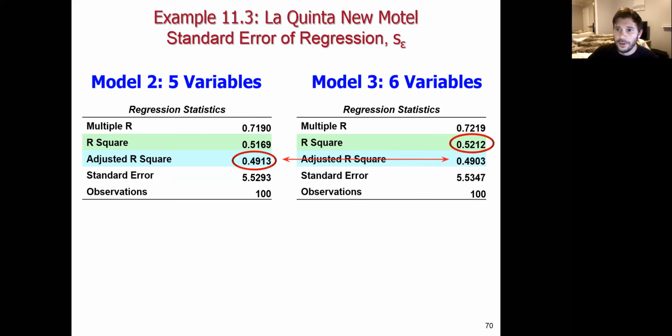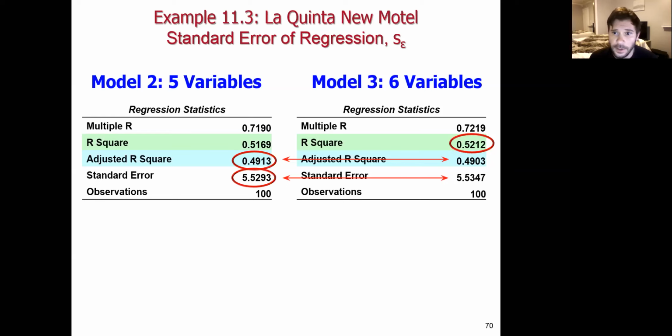Okay, and you'll note that when we look at the residual standard error, the standard error of model 2 is actually lower than the standard error of model 3. So when we do this comparison, we now have kind of 2 votes for model 2 being the better model.